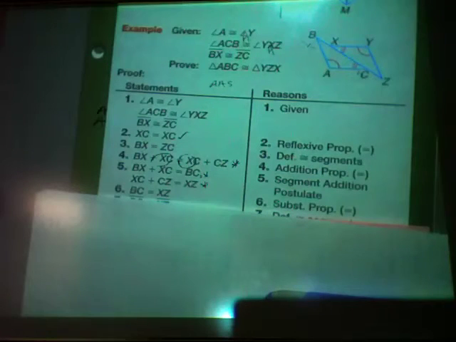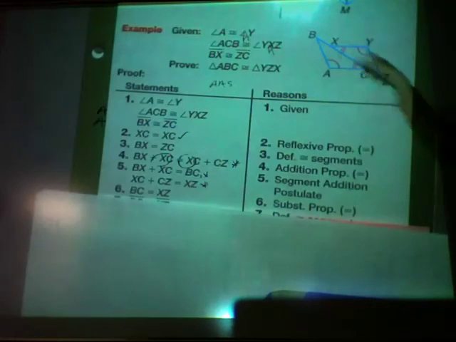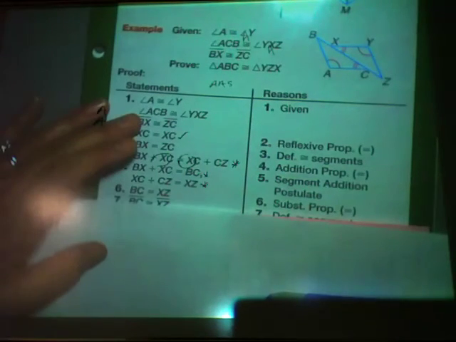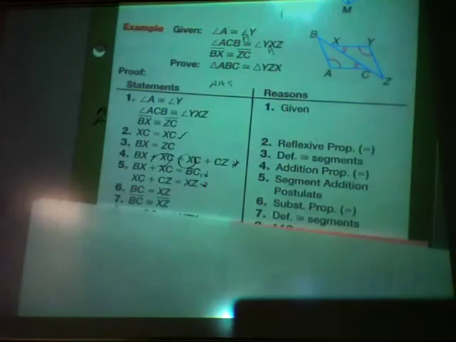Now, most of you would be happy and say, okay, I've shown that side BC is congruent to side XZ, but have I used a congruent symbol? No. I've used an equality symbol. So you're going to see a change in notation. Isn't that your definition of congruent segments again? The only difference from 6 to 7 is your change in notation. So our reason is definition of congruent segments.